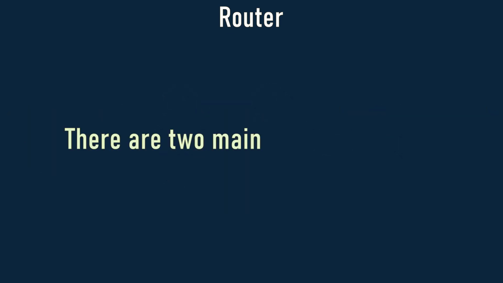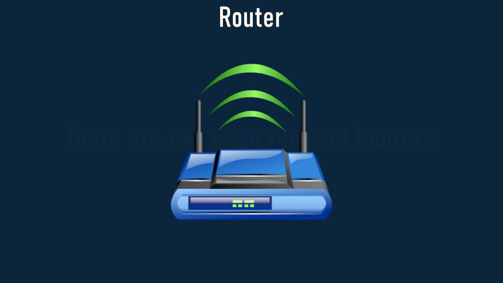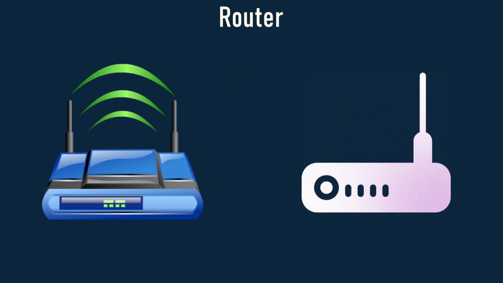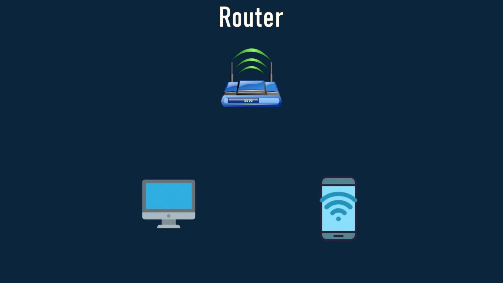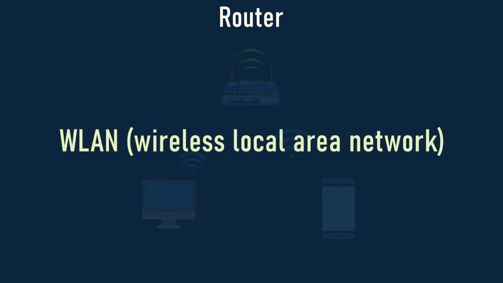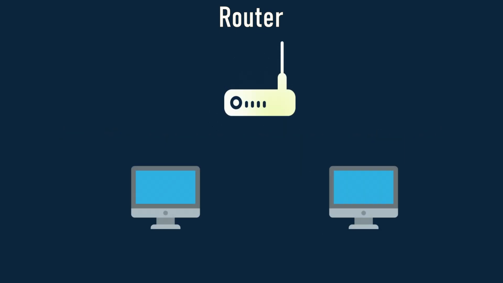There are two main types of routers: wireless routers and wired routers. A wireless router allows devices to connect to a network wirelessly using Wi-Fi. A wireless router is used to create a WLAN, wireless local area network. On the other hand, a wired router allows devices to connect to the router using a wire or an Ethernet cable. These routers are mostly used in home networks and small offices.